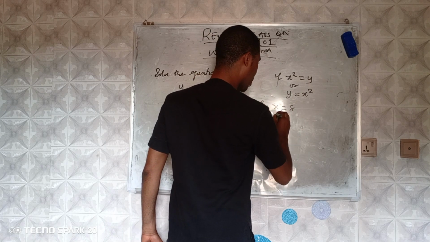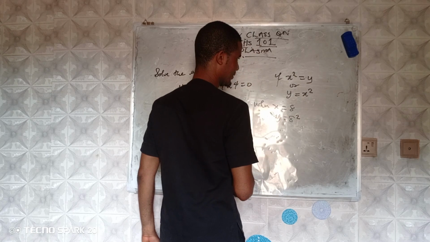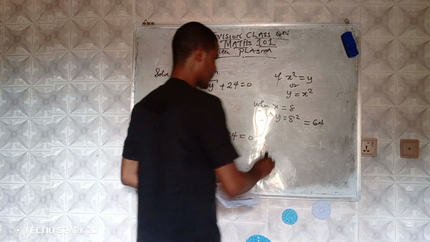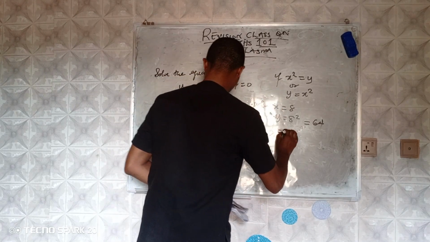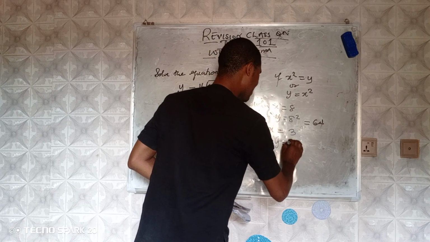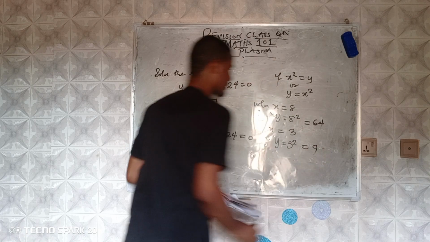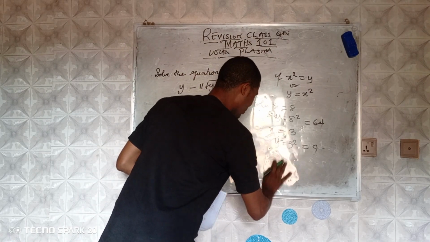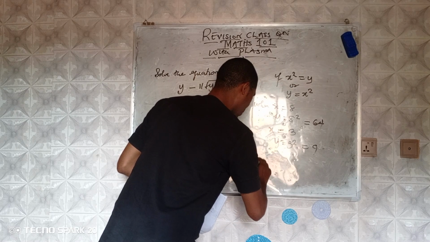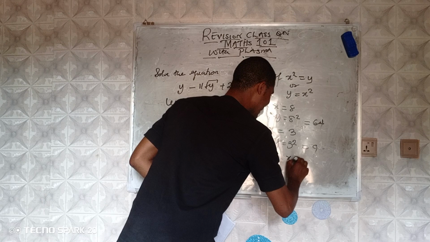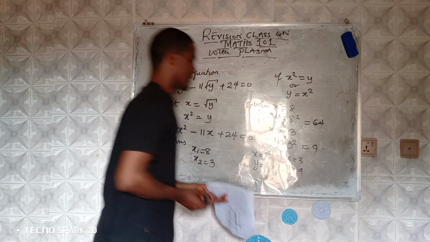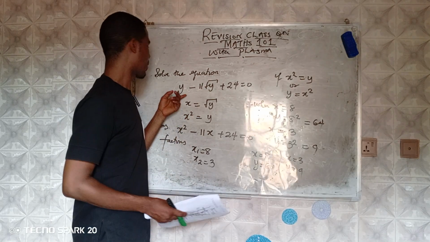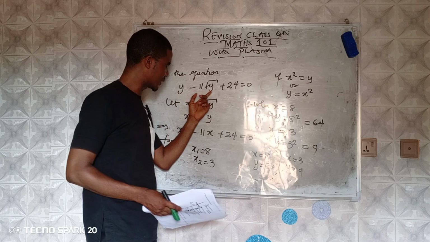So I will now say when x was equal to 8, y is equal to x squared, then y will be 8 squared, which is 64. Also, when x is equal to 3, y will be 3 squared, which is equal to 9. So therefore, when x is equal to 8, y is 64. When x is equal to 3, y is 9. That is why we call it radical equation. So we are looking for the values of the unknown, which is y.